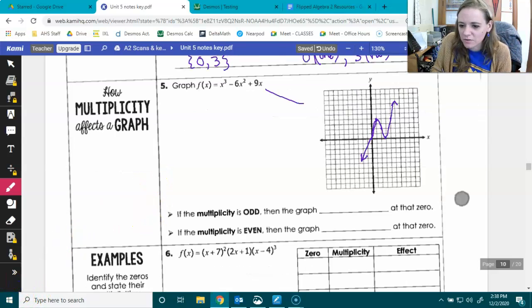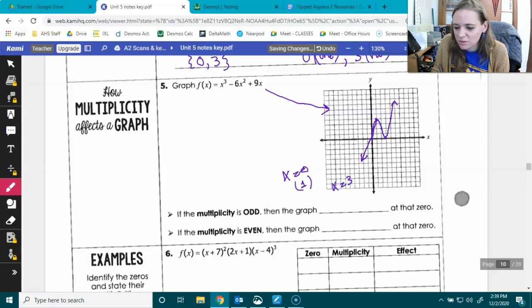So I went ahead and graphed this, and then we can see the zeros. So we had the solution of 0, which is right here. All right, so x equals 0 had one solution, and then x equals 3 had the 2 solutions, right? So again, this is how it connects.